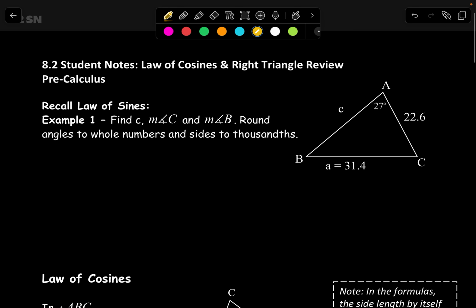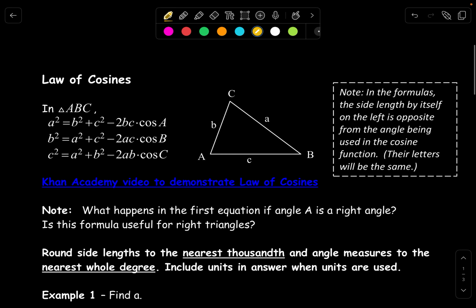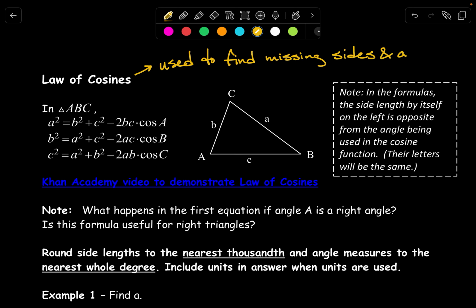Today's warm-up is just a review of 8.1, so I'm going to jump over it so that I can get straight to today's content. Law of cosines is used to find missing sides and angles of oblique triangles. Remember, oblique means non-right, so no 90-degree angles.